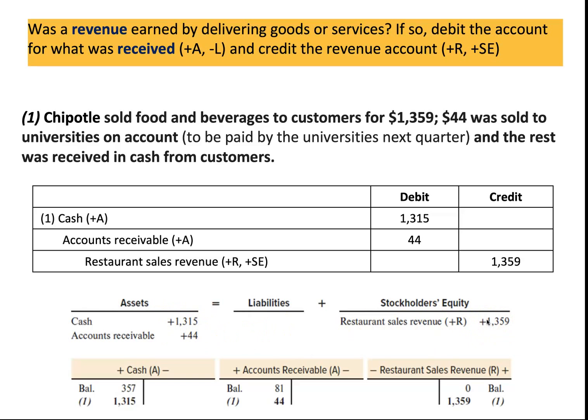You can also post this entry to the T account, right? You would credit revenue, and then you would debit cash and accounts receivable.